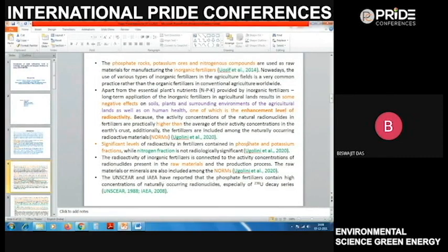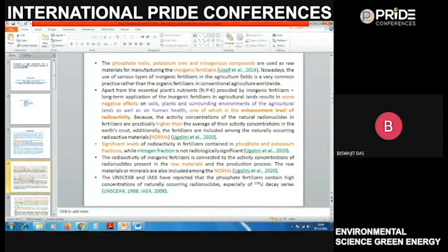It is surprising to see that, apart from the essential plant nutrients provided by inorganic fertilizers in agricultural lands, long-term application of inorganic fertilizers results in some negative effects on agricultural soils, on the surrounding environments of the agricultural lands, and also on human health through the food chain.